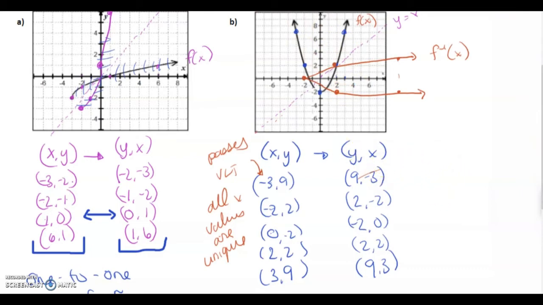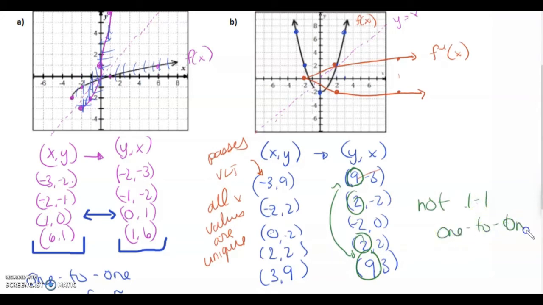So I'm no longer going to do the vertical horizontal line test. This one actually is vertical as well. But I'm actually just going to take a look here. Let's do green. I'm going to take a look here and be like, okay, so this 9 and this 9 repeat, right? And this 2 and this 2 repeat. So it's not 1-to-1. And you can either write 1-to-1 like this or like that.